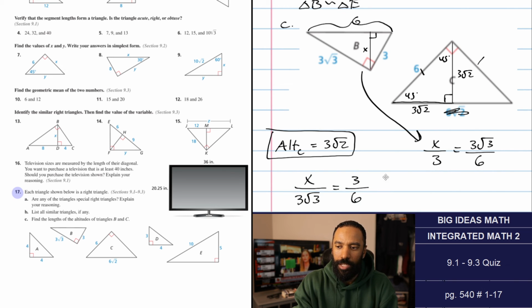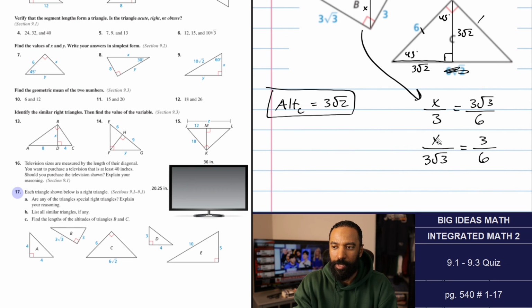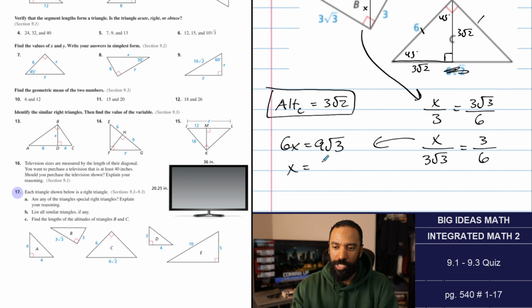You might say, well, which one should I use? It doesn't matter. When you cross multiply, look what happens. 6 multiplies with X and 3 root 3 multiplies with 3. So either is fine there. So when I set that up, I'll get 6X equals 9 root 3. Then you divide both sides by 6 and you get X is 9 root 3 over 6. And that reduces to 3 root 3 over 2.